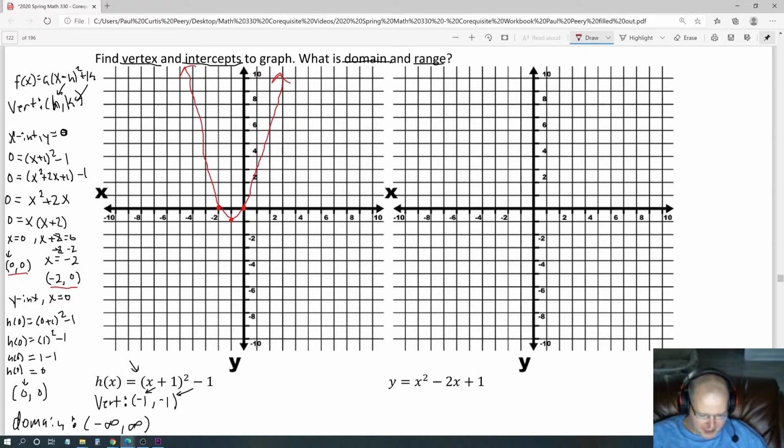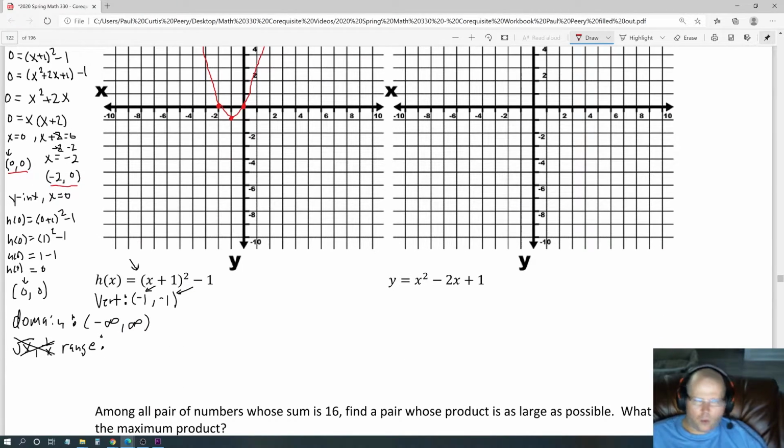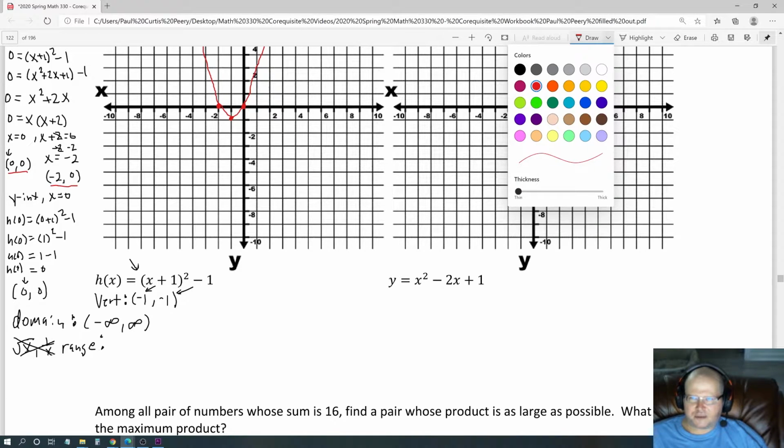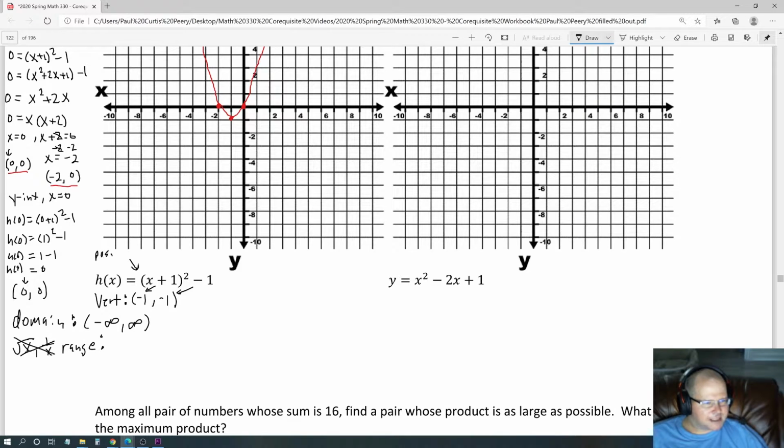Now, this should be enough to get a good grip on what we can expect from the range. Now it is positive, so it's facing up. What that means is the vertex, that y value, is the min. That's the minimum y value. So what that would mean is that negative 1, we're going to include it, and since it's going up, it goes up to positive infinity.